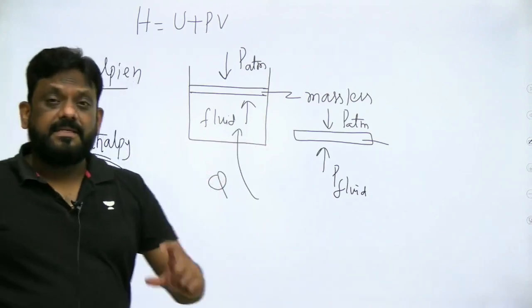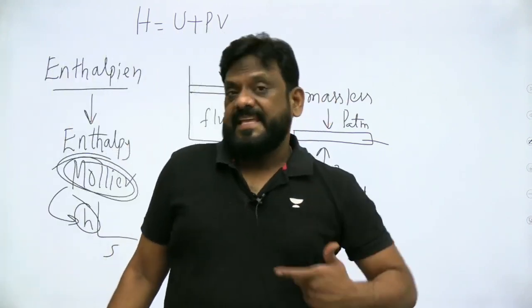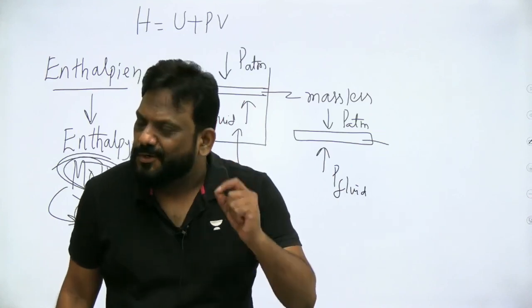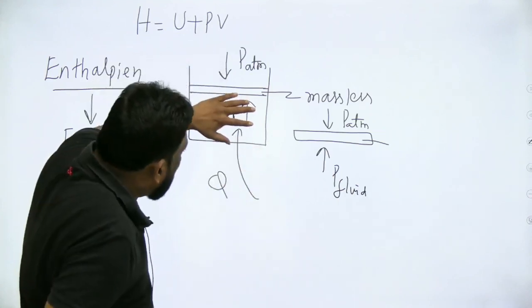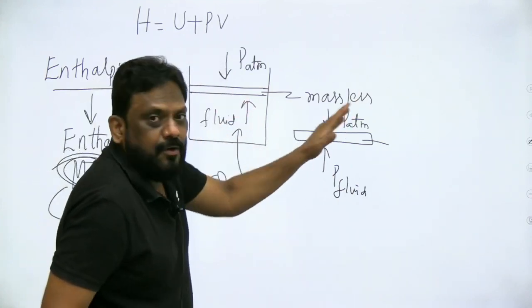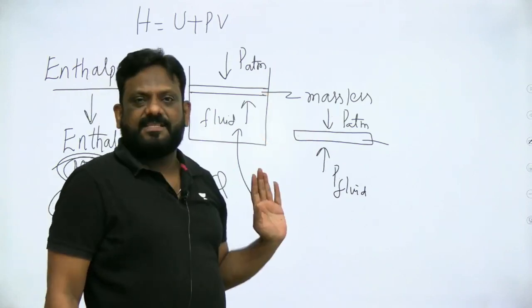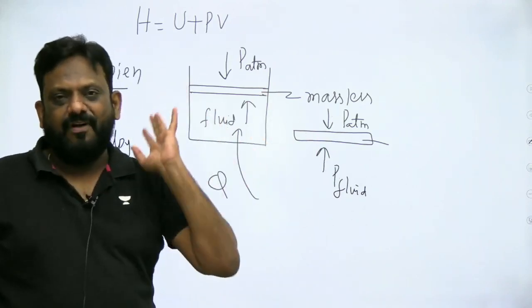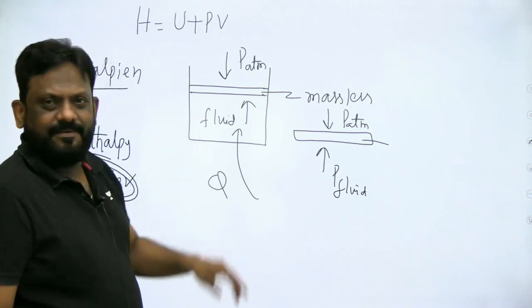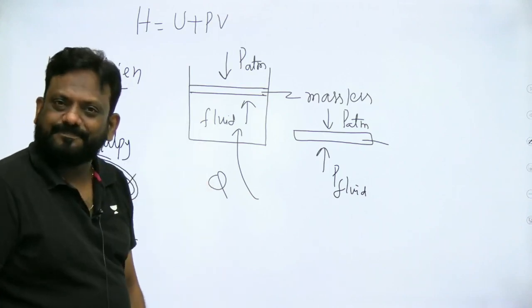Now you tell me, is it a closed system or open system? Is it a closed system or open system? It is a closed system because the fluid inside is neither leaving nor is any additional fluid entering the system. My fluid is a closed system. Wonderful, sirs. Let us heat it. Let me supply Q amount of heat.